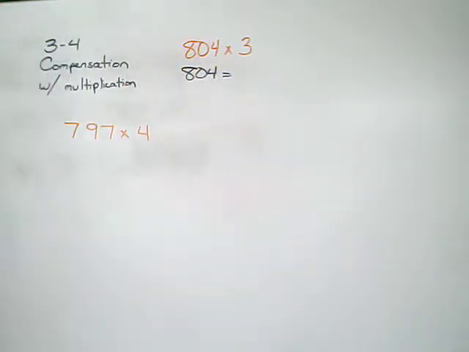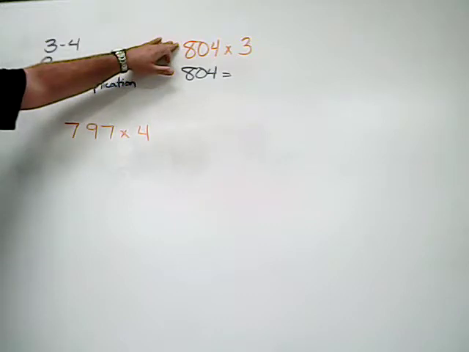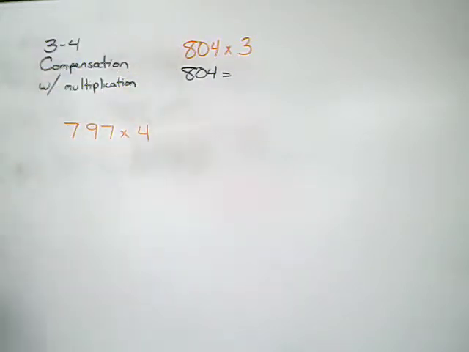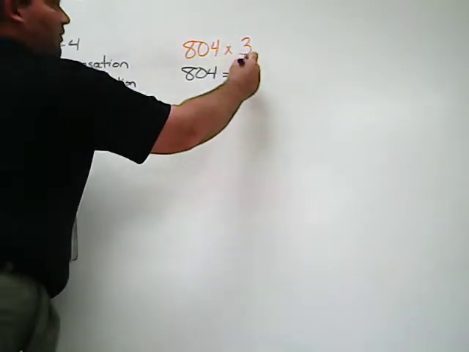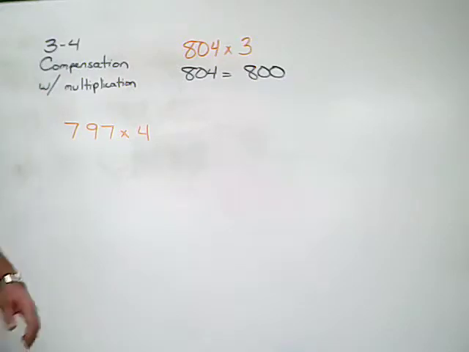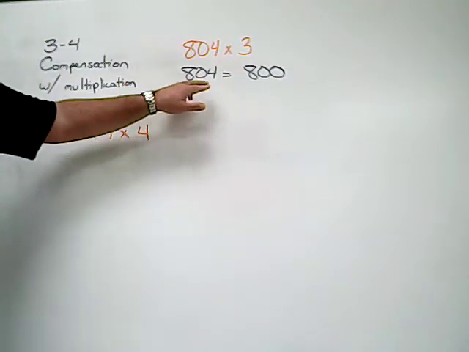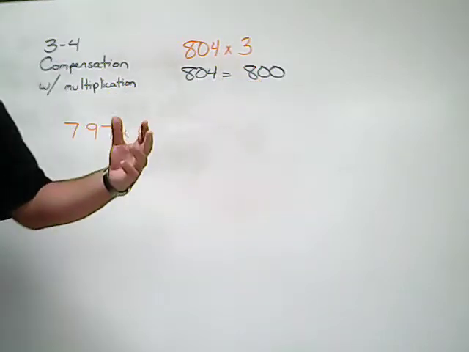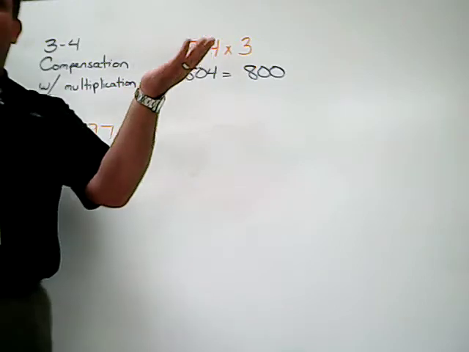And then I'm going to put an equal sign. And what I want to do is round 804 to the nearest hundred, because that's the largest place value that it has. When I round 804 to the nearest hundred, it rounds to 800. As you can see, my equation is incorrect. I have 804 equals 800. That's not true.